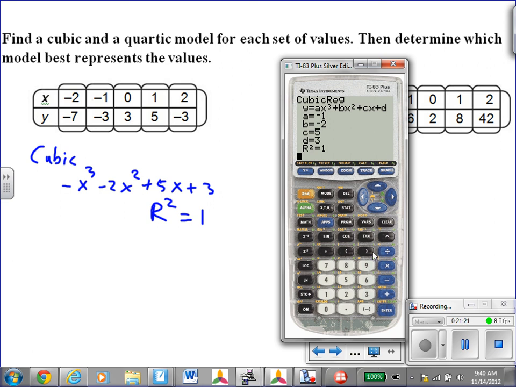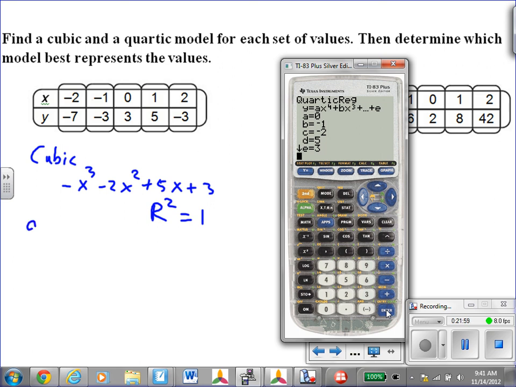Next, less talking. Pay attention. Hit stat. Go to quartic regression, because that's what they told us to do. And now look what happens. You see how it's got a 0? Don't worry about that right now. You have to hit the down arrow. But look, it's just the R2 thing. See how it says A is 0, B is -1, -2, 5, and 3.